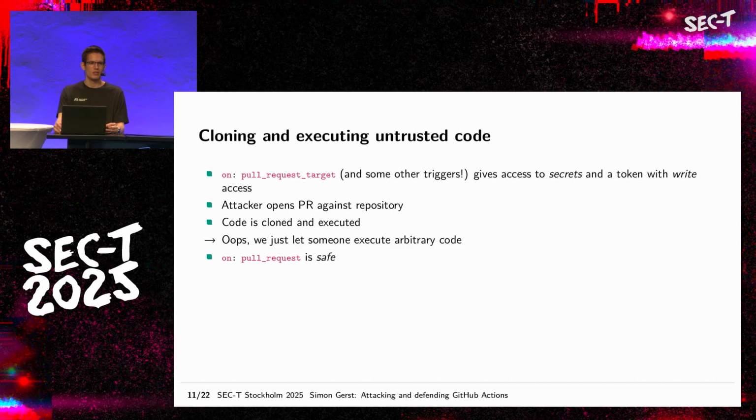In contrast, the on pull request is safe. Only pull request target is dangerous. And pull request is safe because it doesn't give access to secrets and write access to forks.